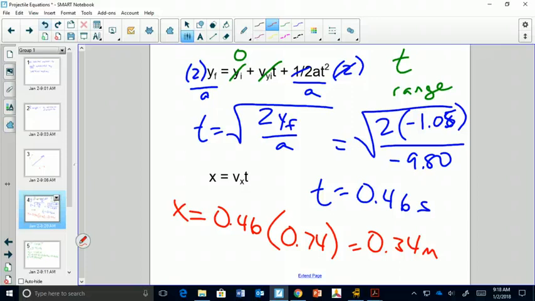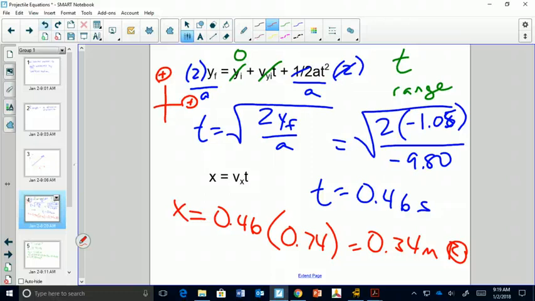They do say to the right, because we're assuming that we've said that this is positive and that this is positive. So since I have a positive number, it's moving to the right.